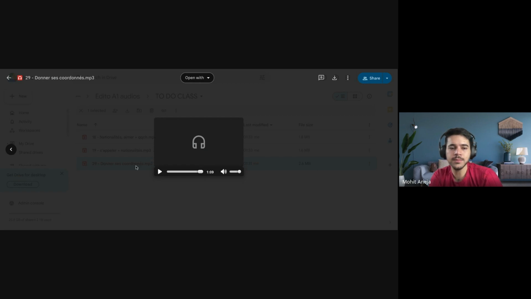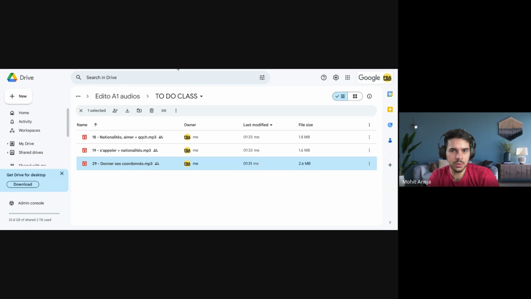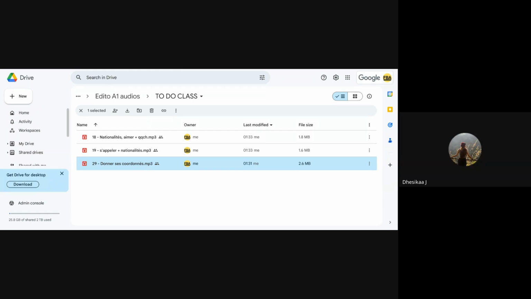Okay. So this was about donner coordonnées. Donner les coordonnées means giving one's coordinates, or literally giving your details. Okay. Details. Makes sense. Yeah, it does.